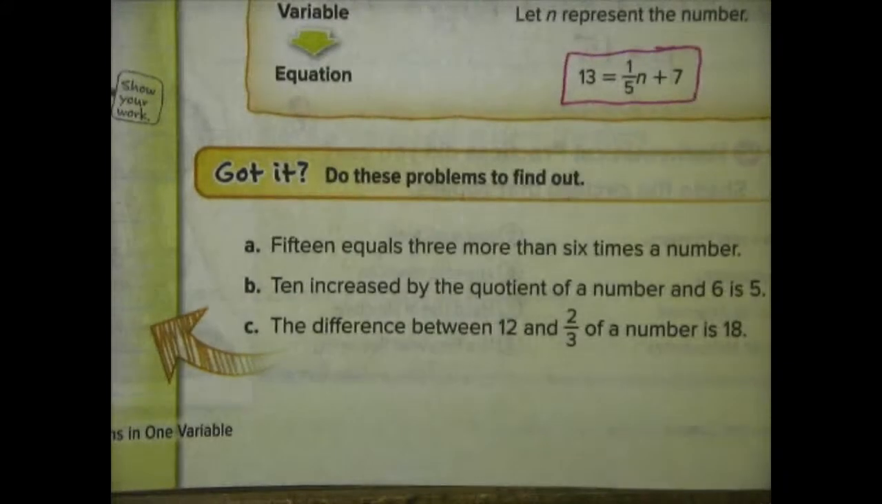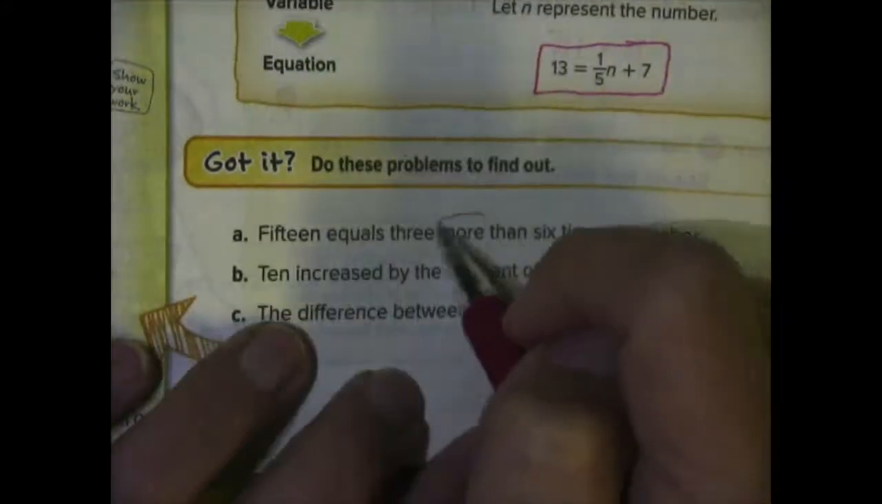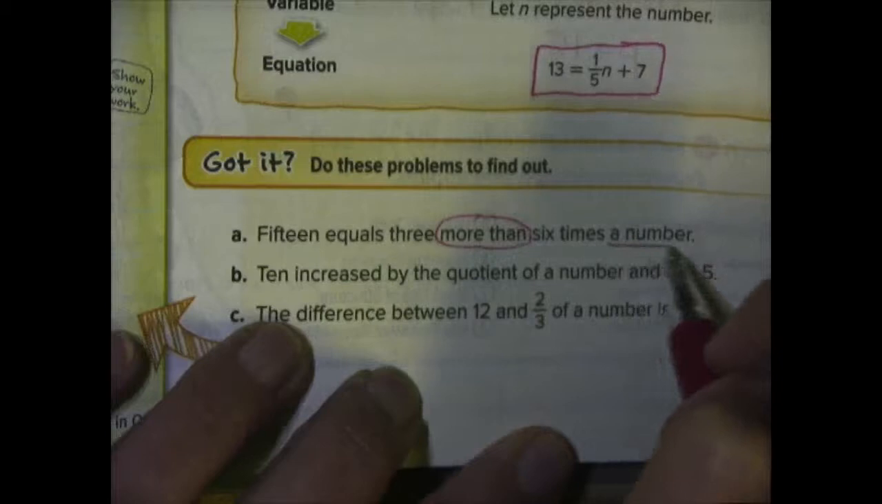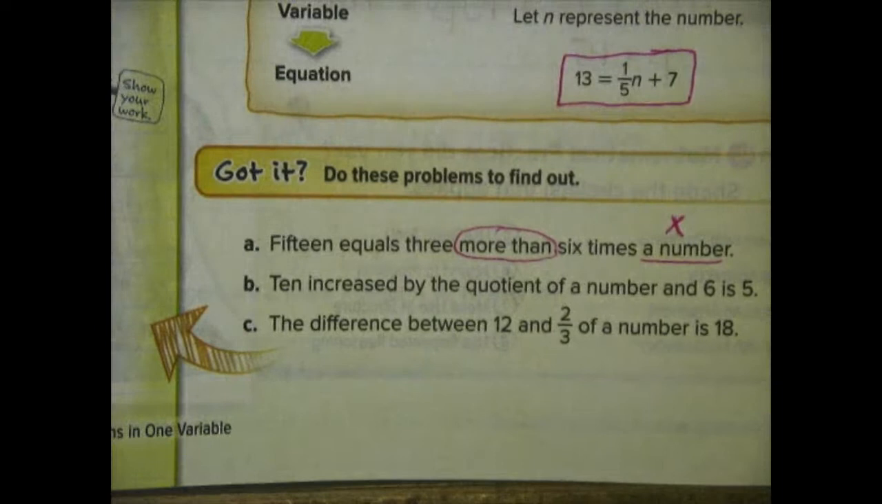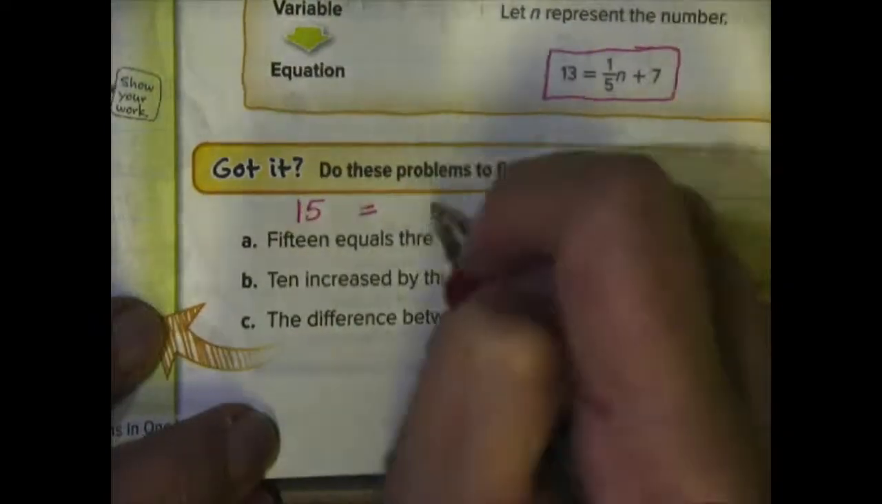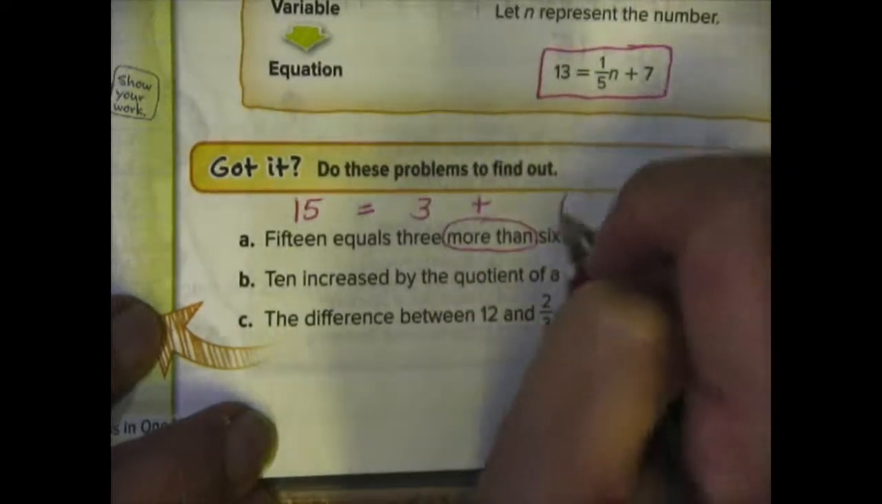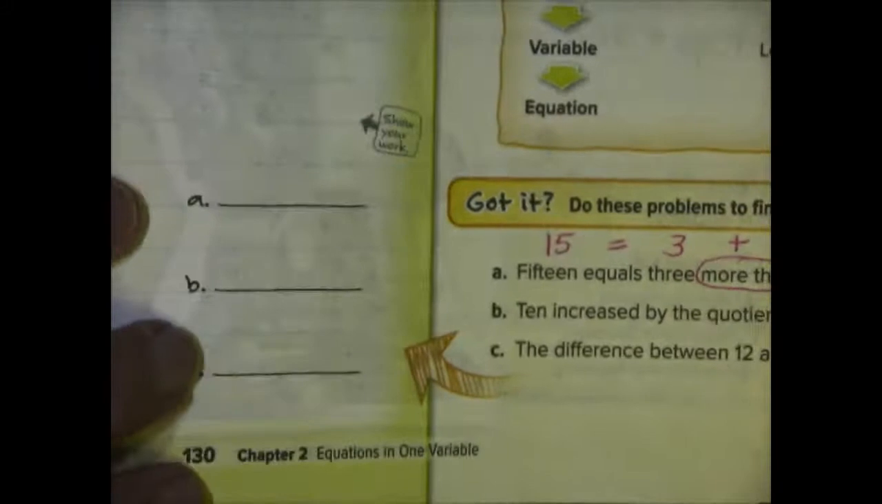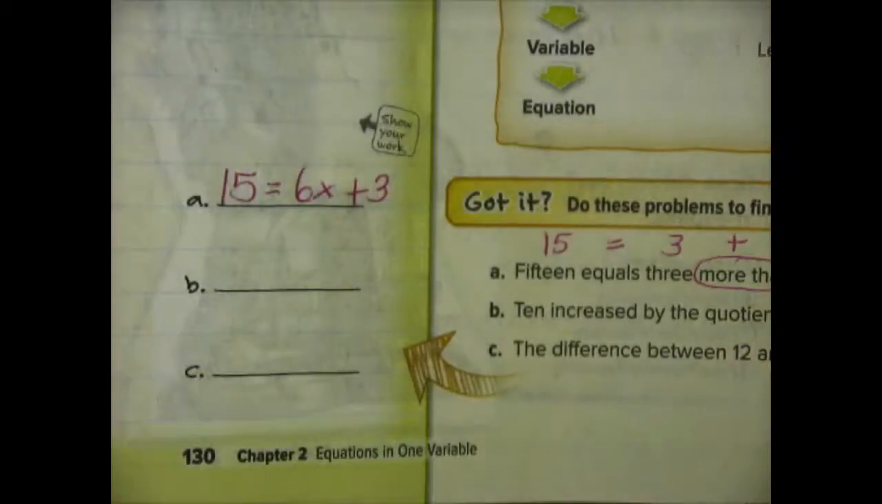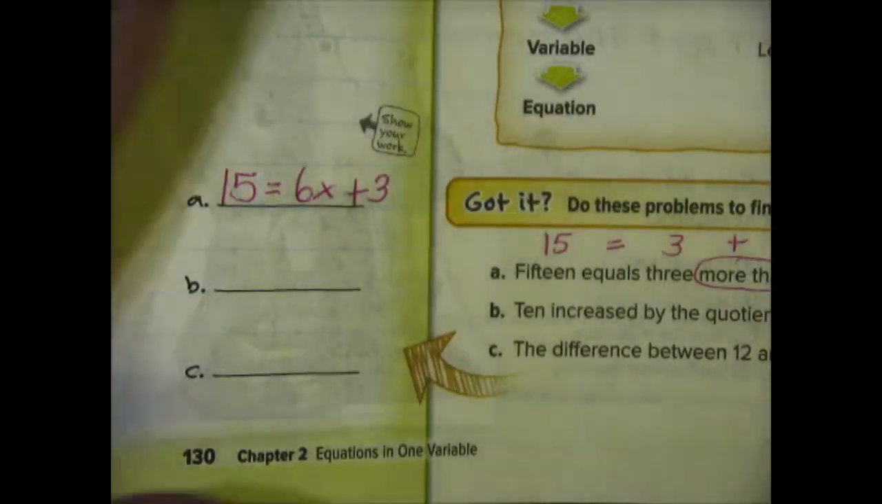It says 15 equals 3 more than 6 times a number. So we're going to call a number x. I like x better than n, but you can call it whatever you would like. 15 equals 3 more than 6 times a number. So we have 15 equals 3 plus 6 times a number. But we know that more than means we have to flip it around. So for A, we're going to say 15 equals 6x plus 3.